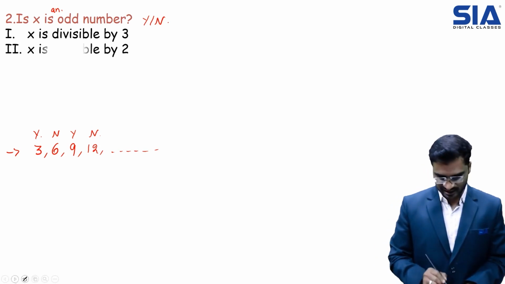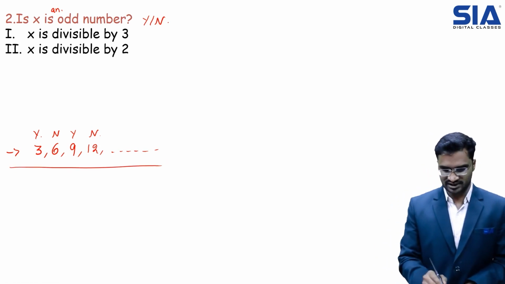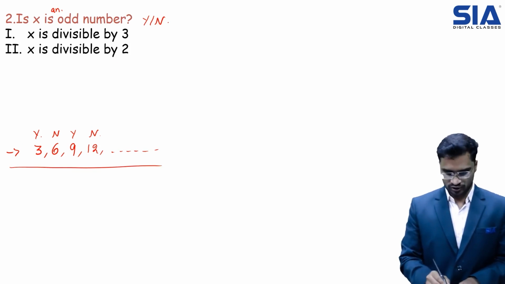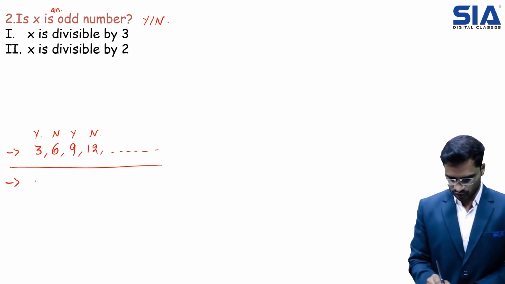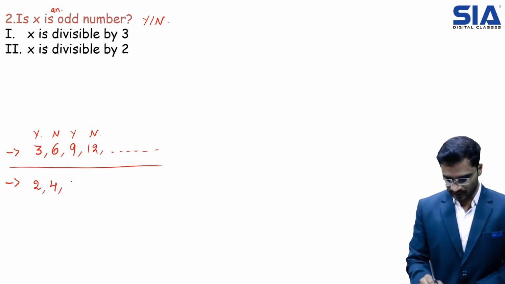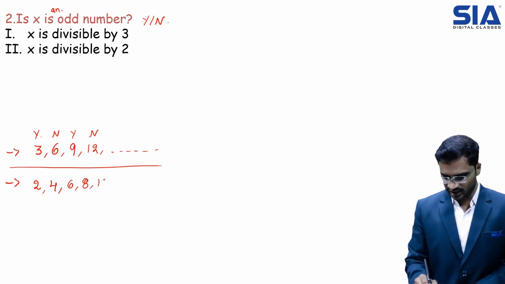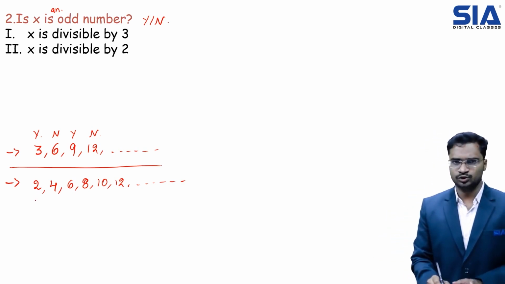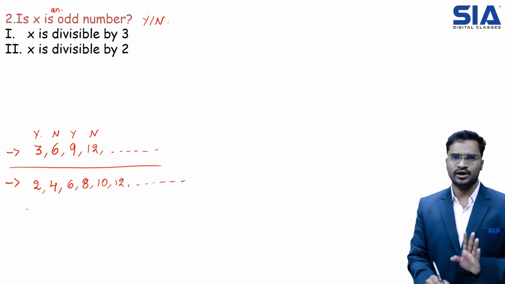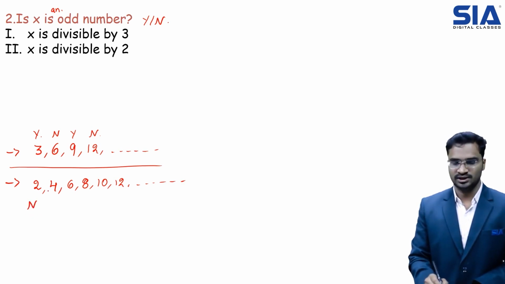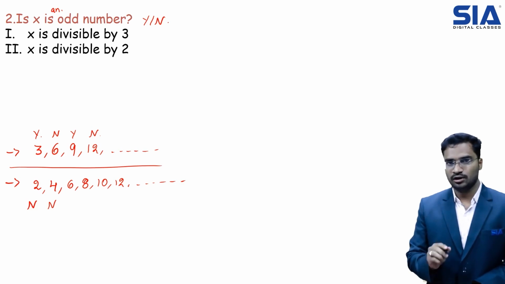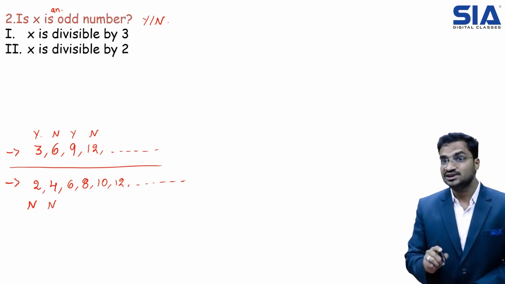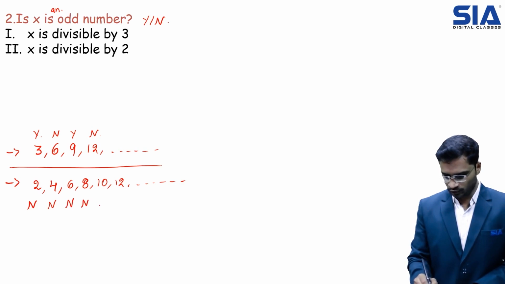Now coming to the second statement. The second statement says that x is divisible by 2. So the x values are divisible by 2. Here 2, the next divisible number is 4, then 6, then 8, then 10, then 12, and so on. So let us see. Is x an odd number? The x value is 2 here. So 2 is not an odd number. So the answer is no. Then 4 is also not an odd number. Then 6 is an even number. No, no, no.